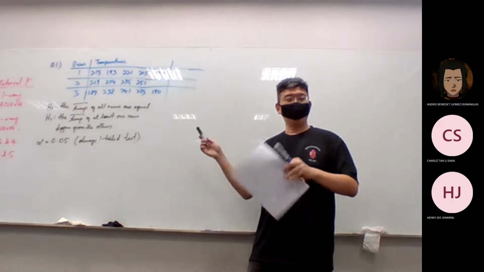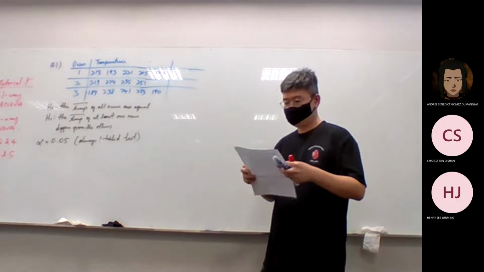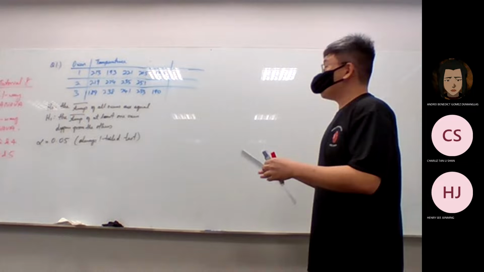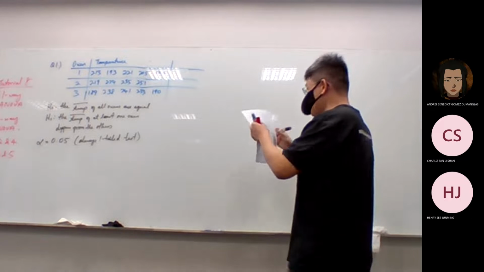Okay. There's no more two-tail test. Now, what you need to do for ANOVA is then to fill up the ANOVA table, which is actually this table.